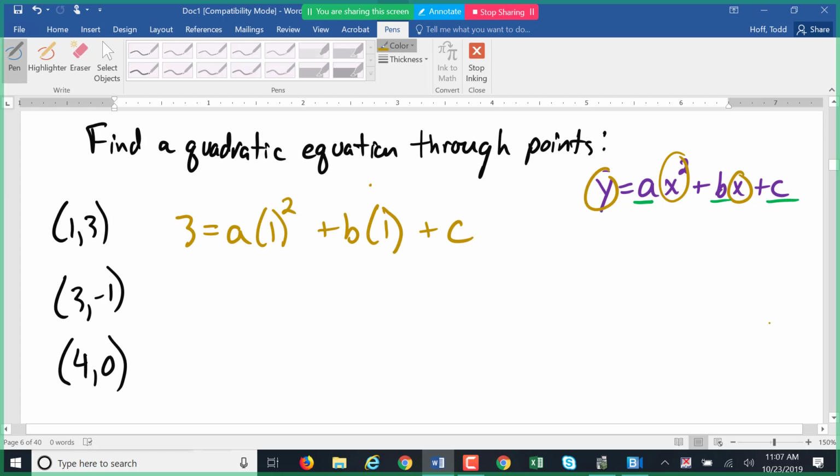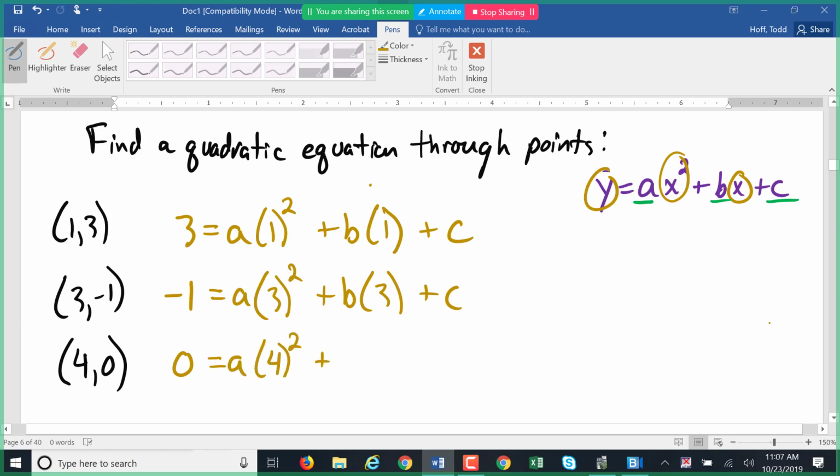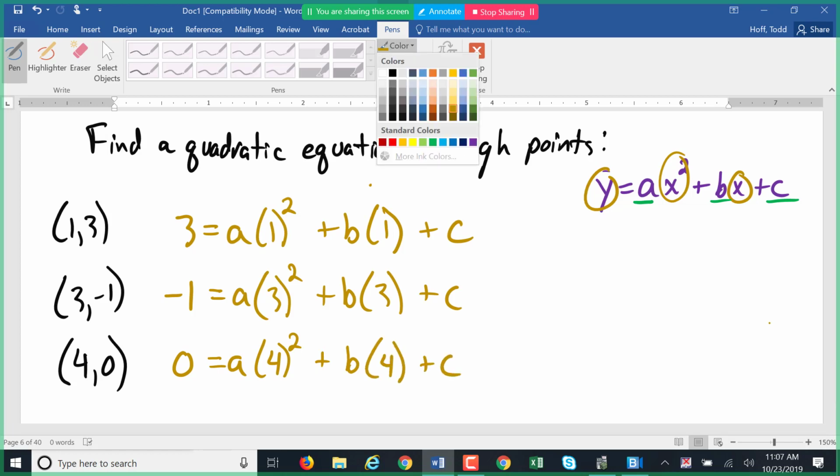For the second point here, we have x is 3 when y is negative 1. So negative 1 goes in for y. a times x is 3, so this is 3 squared, plus b times 3 plus c. And for the last one, 4, 0, y is 0, x is 4, so it's a times 4 squared, plus b times 4 plus c.